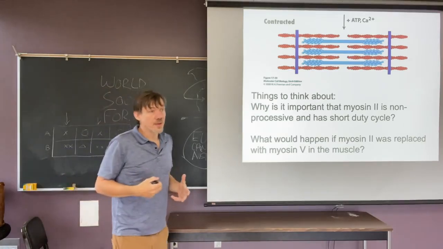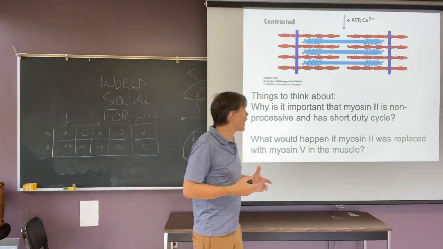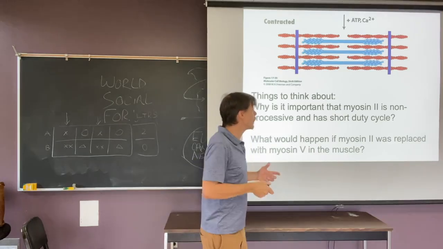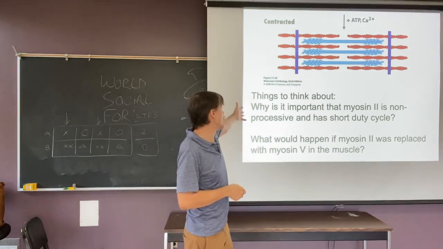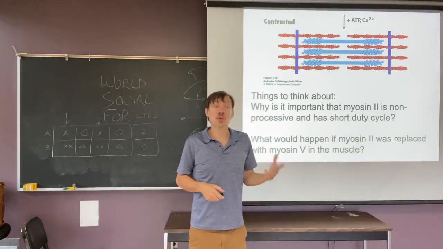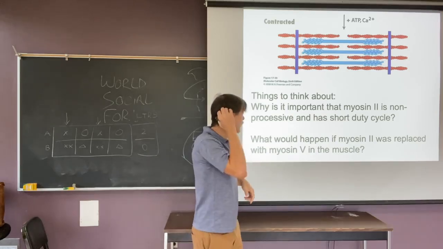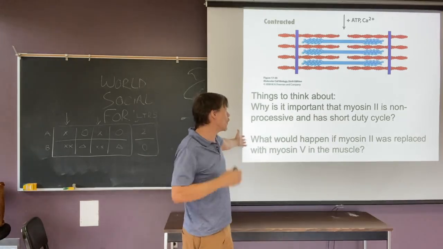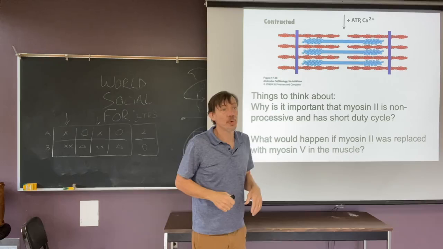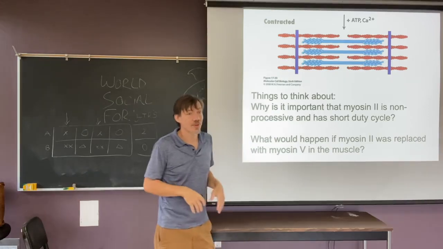A couple of things that we want to think about are: why is it important that myosin 2 is a non-processive motor and has a short duty cycle? And another question is, what would happen if myosin 2 was replaced by myosin 5 in the muscle?